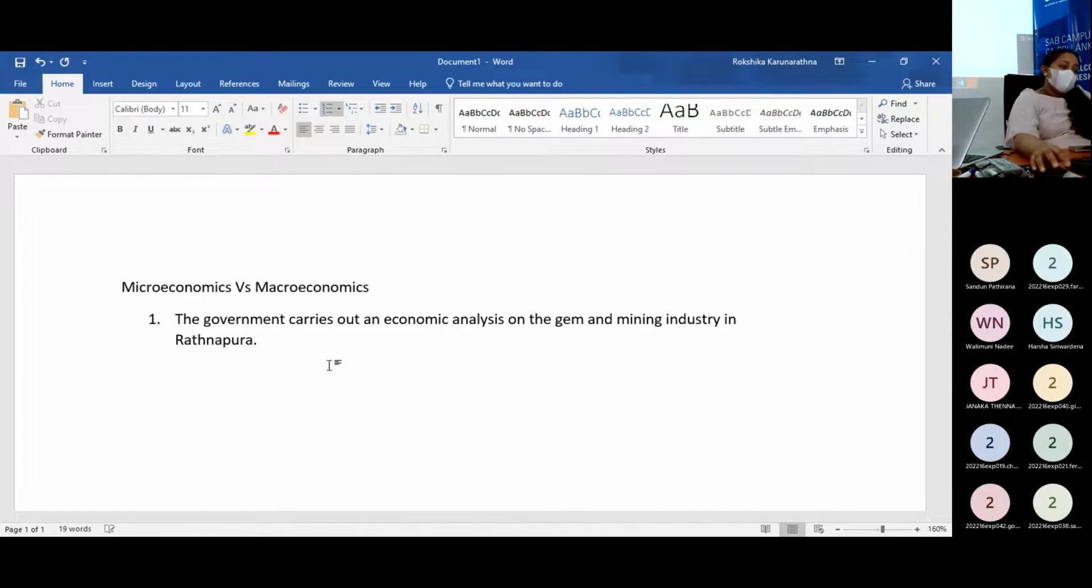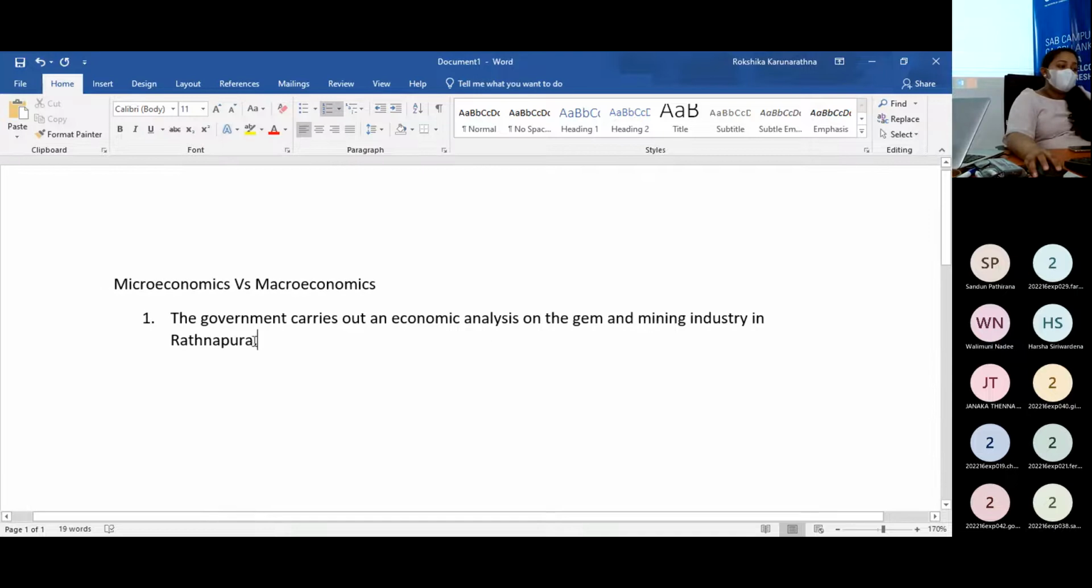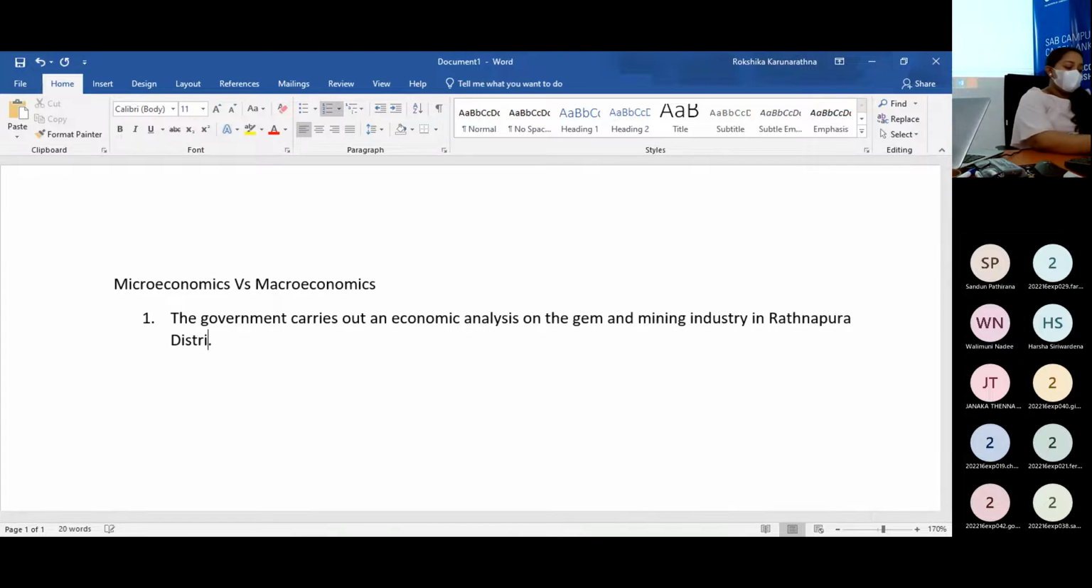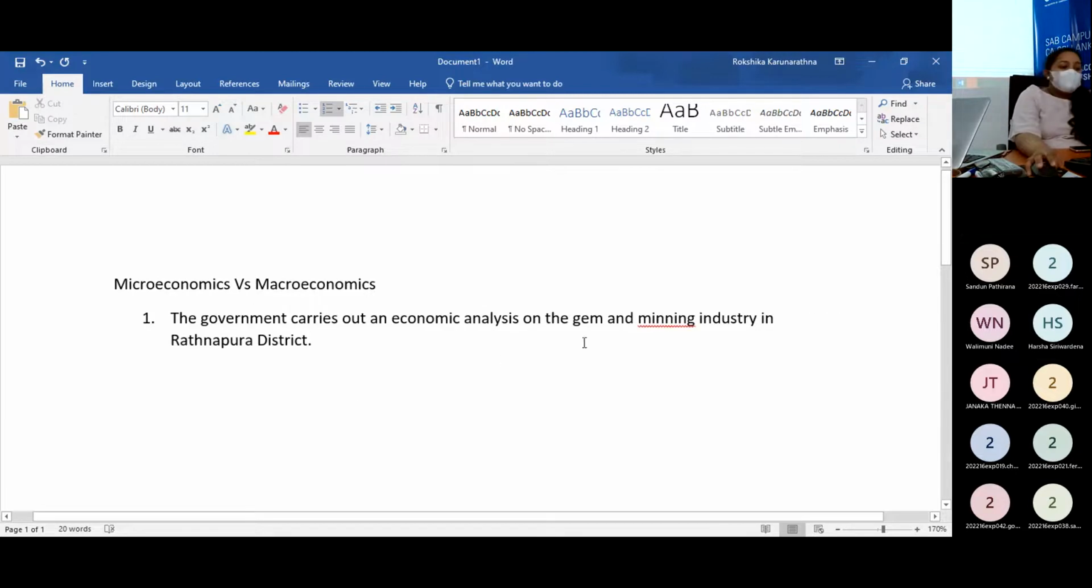The government carries out an economic analysis on the gem and mining industry in Ratnapura district. Okay, write it down.